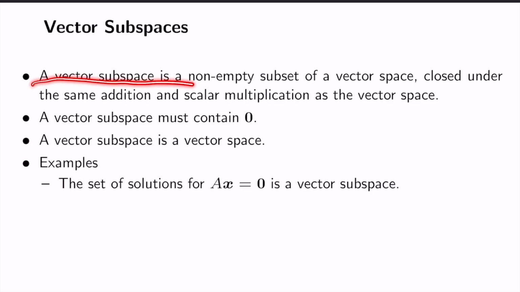A vector subspace is a non-empty subset of a vector space that is closed under the same addition and scalar multiplication as the vector space. In this video, we'll show that a vector subspace must contain the zero vector, and that the vector subspace itself is a vector space. And we'll give a few examples, including that the set of solutions for a homogeneous linear system is a vector subspace. Okay, let's start.